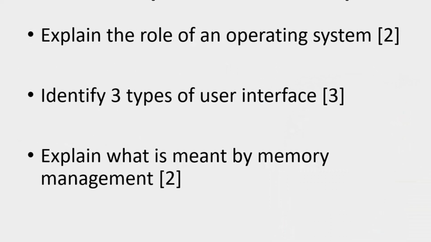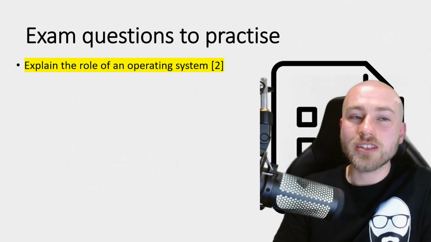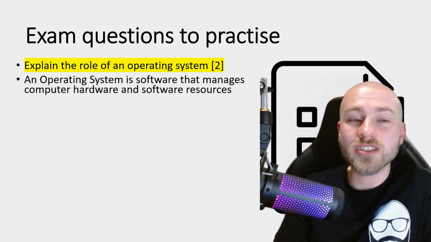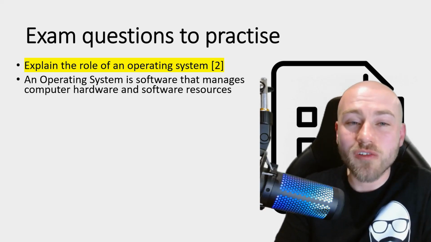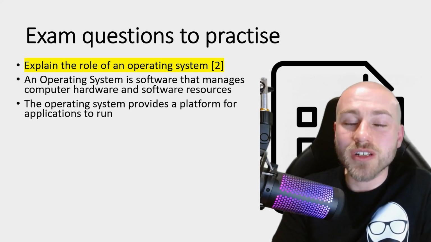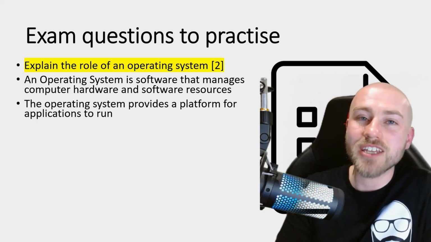Okay, let's go through some answers then. So question one was explain the role of an operating system. You could have written something like, an operating system is software that manages computer hardware and software resources. You could extend your explanation by saying the operating system provides a platform for applications to run.